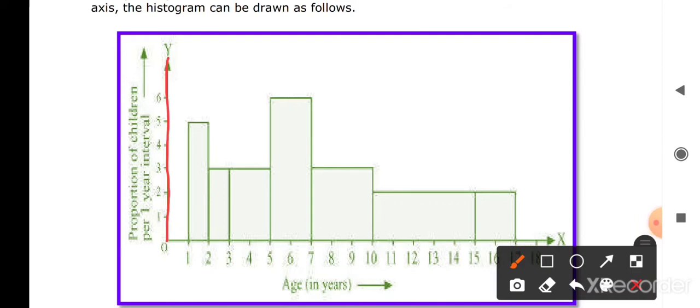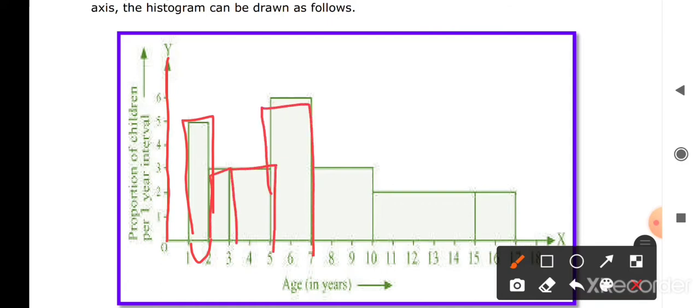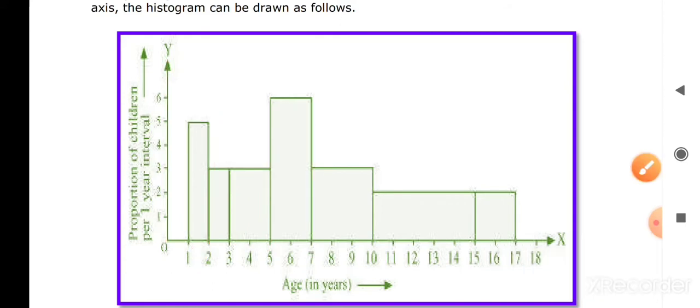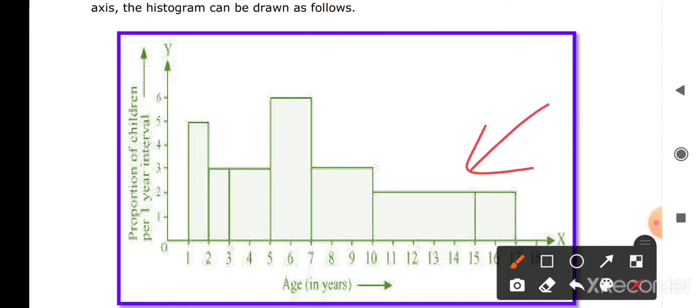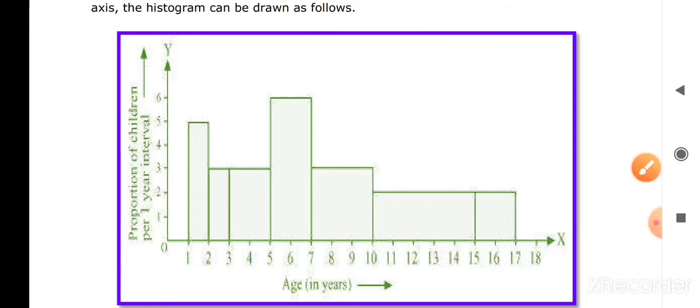So the first interval is from 1 to 2 and it goes up to 5, and 2 to 3 goes up to 3. Similarly you will draw all the rectangles, and since there is no gap between them, it is known as a histogram. This is the histogram for that data.